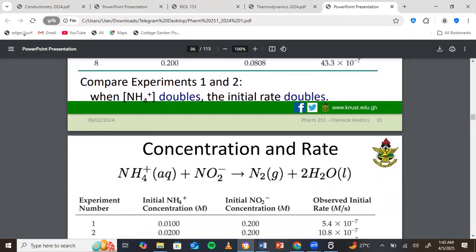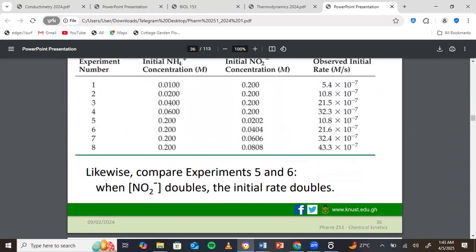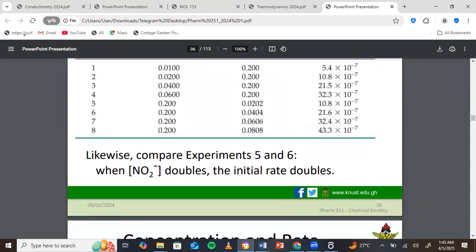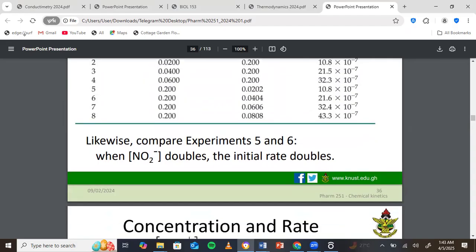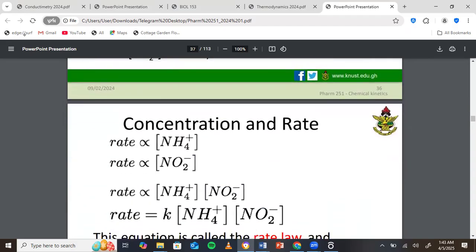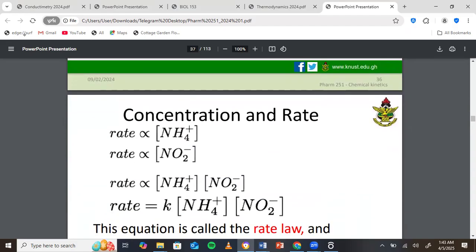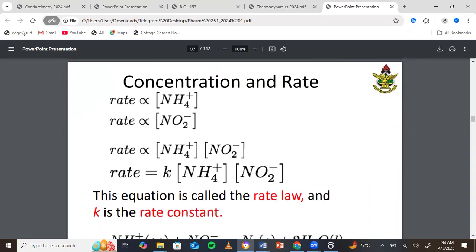So what I've explained is here. When the ammonium is doubled, you realize that the rate doubles. Likewise, in experiments 5 and 6, when the nitrite ion is doubled, the initial rate doubles. And so if we are looking at the rate of reaction, the rate is directly proportional to the concentration of the ammonium raised to the power 1. It's also directly proportional to the nitrite ion raised to the power 1. If we combine them, it's directly proportional to the ammonium ion raised to the power 1 and nitrite ion raised to the power 1.